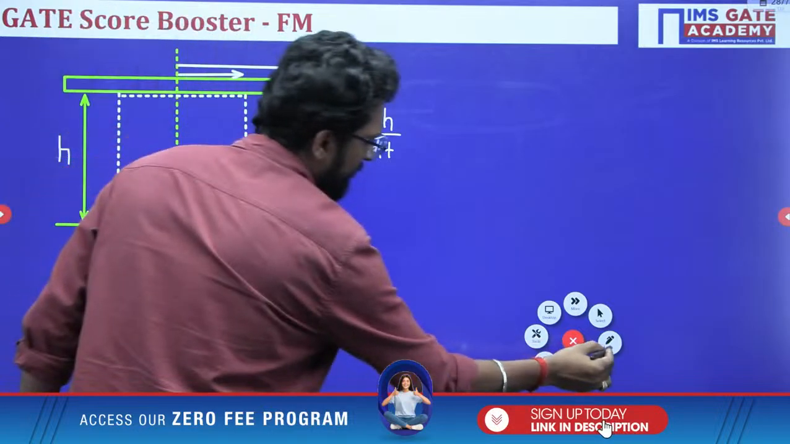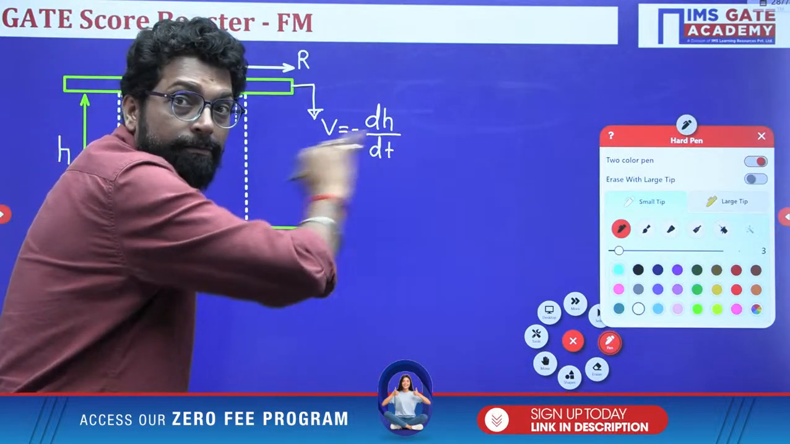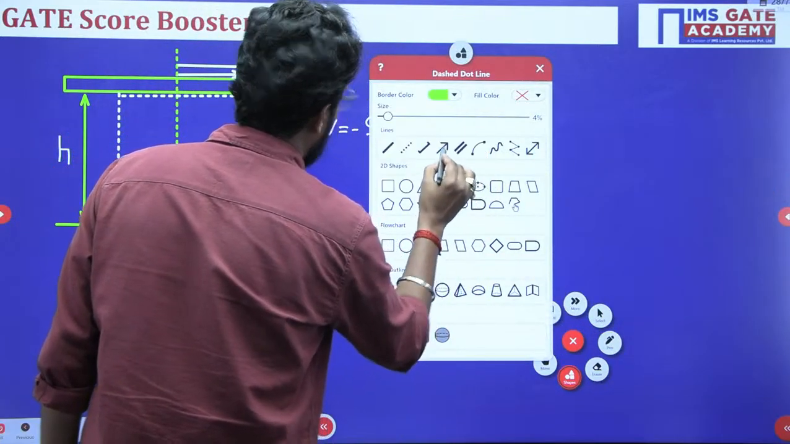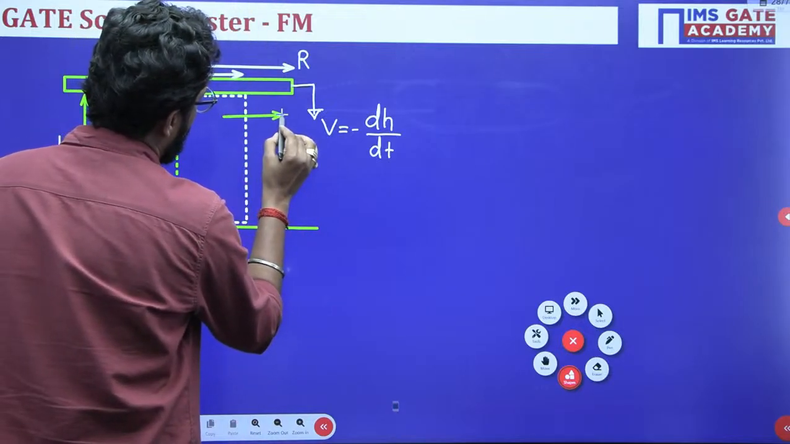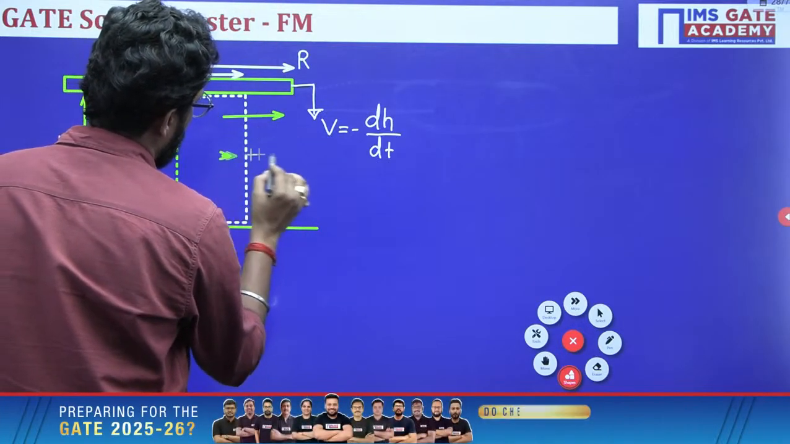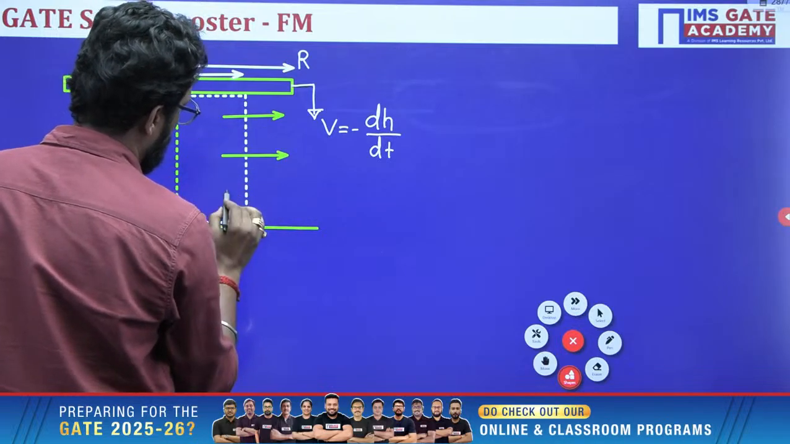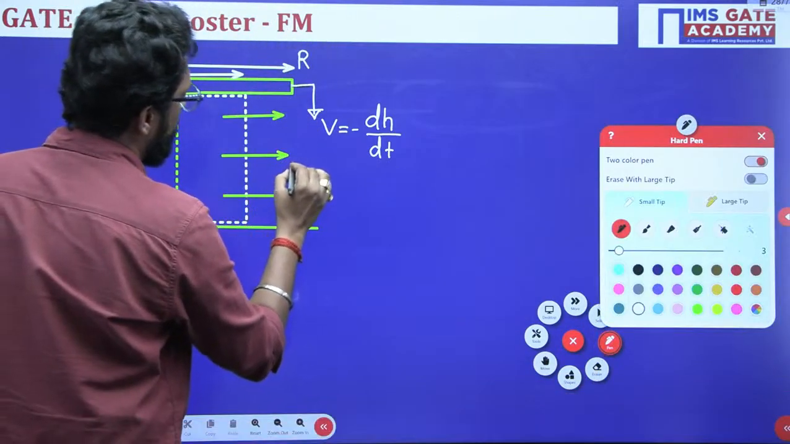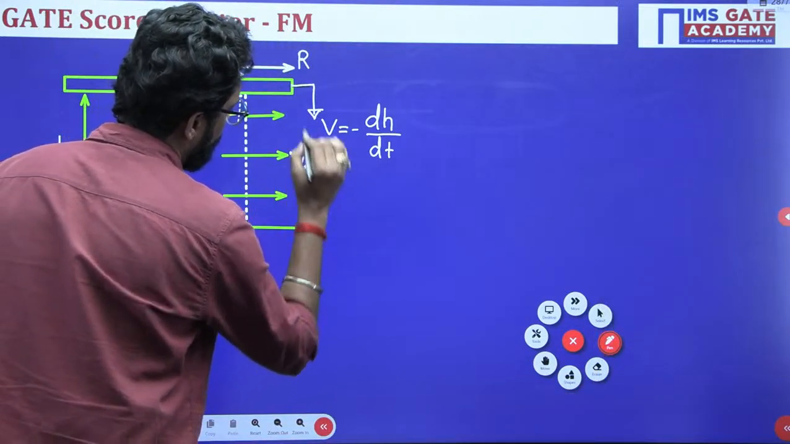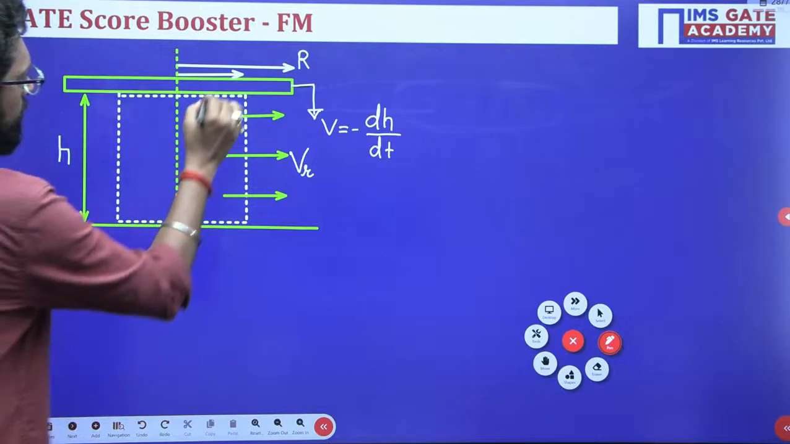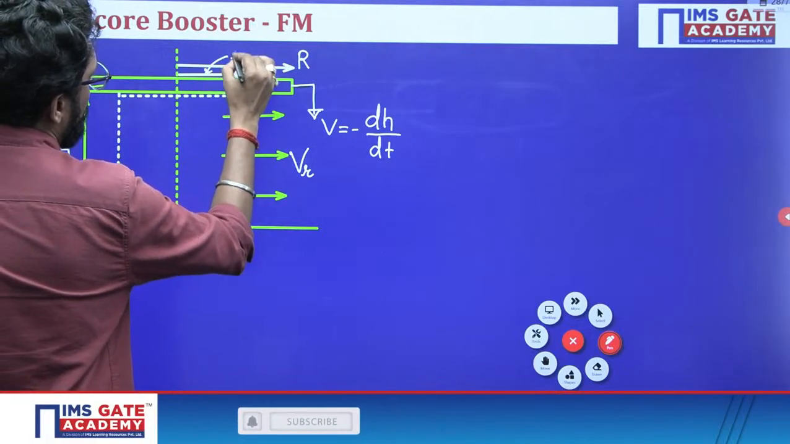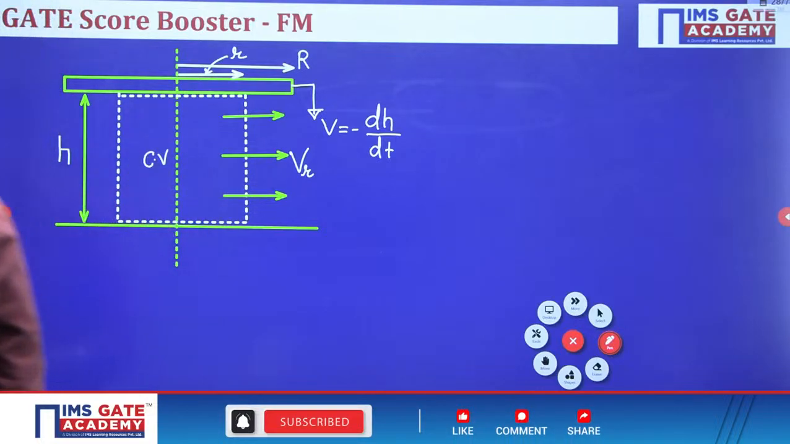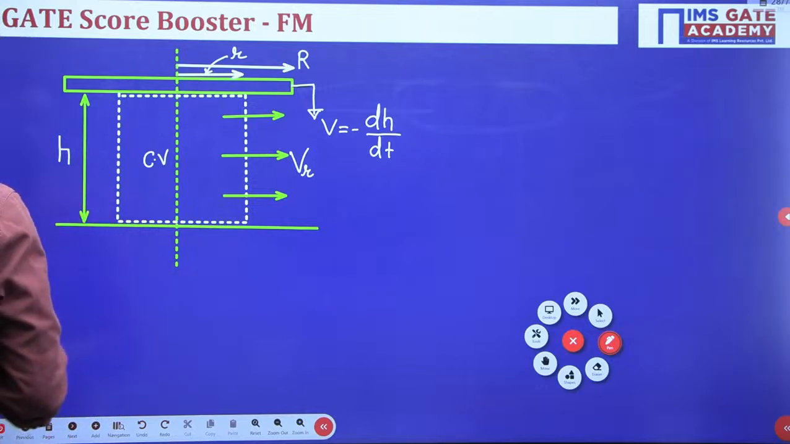So obviously this is the direction of R. The fluid which exits from this control volume at any radial location r, this is your VR. At any location VR, this is your radius r. Obviously this is our control volume. Now this gap is H.